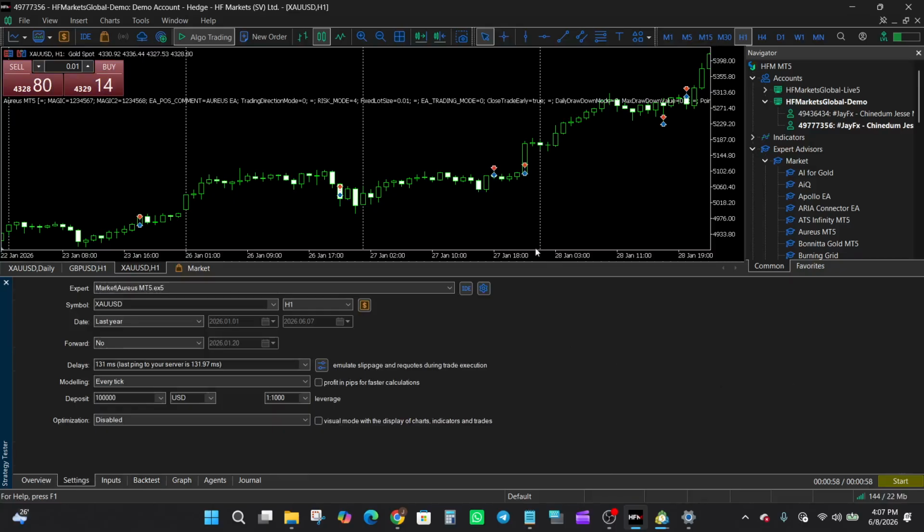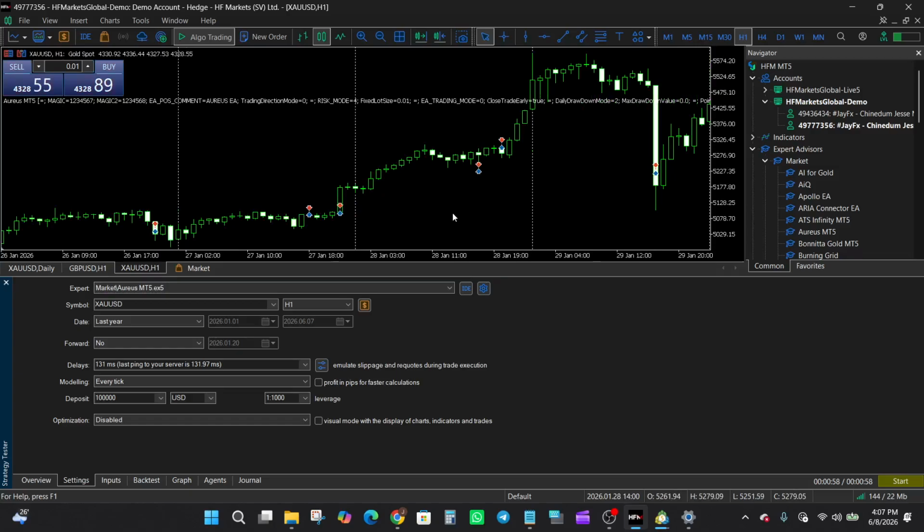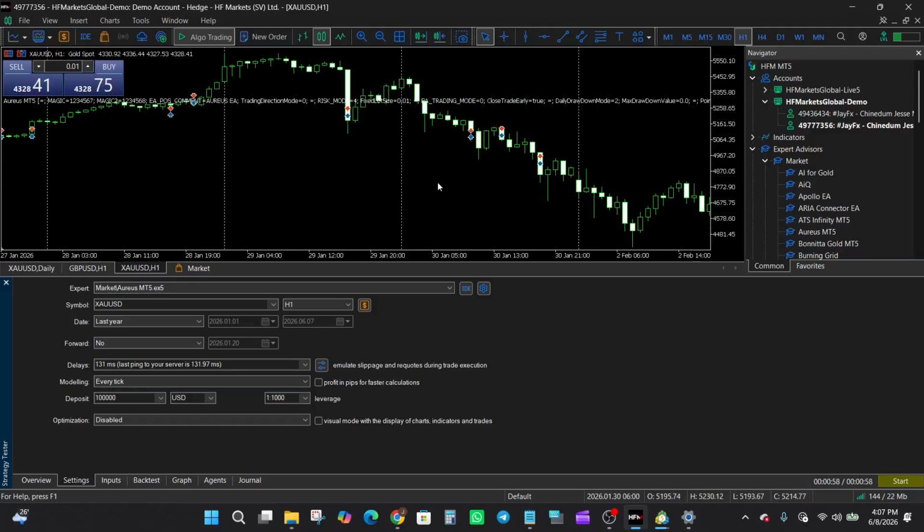Now, from a behavioral standpoint, what stands out is the combination of volatility filtering and adaptive trade management. This suggests the EA is trying to avoid low quality market conditions while adjusting its exit behavior dynamically when trades are active. Looking at the overall design, Aureus MT5 appears to be a structured, gold-focused trading system that combines machine learning-based filtering with adaptive risk and trade management features, rather than relying on a single static strategy.